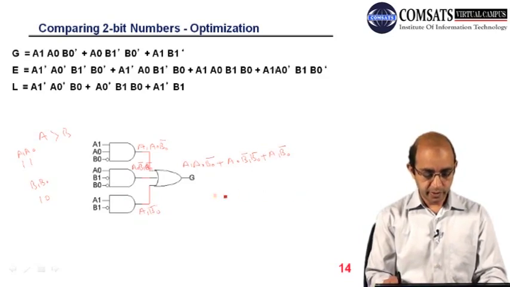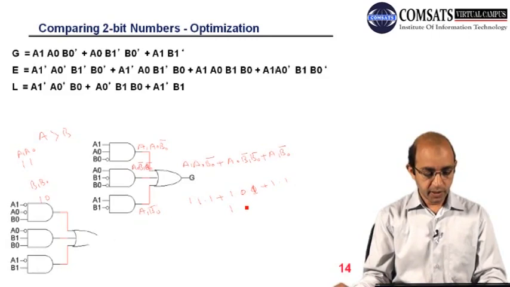So if I put it here, A is 1 1, and this will be 1 plus 1, so 1, and this will be 0, and then this will be 1, because B0 is 0, B0 bar is 1, and plus A1 and B0 bar is 1. So we will be getting a 1. And then this is the circuitry for less.